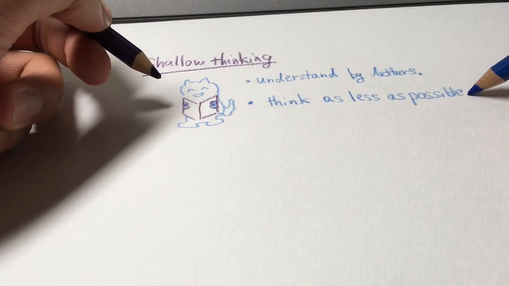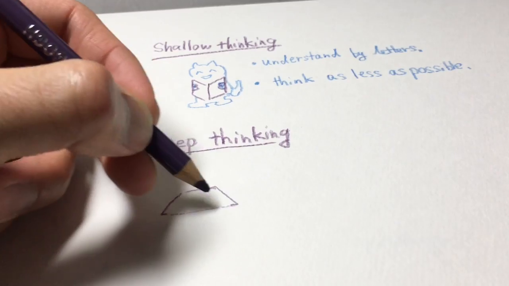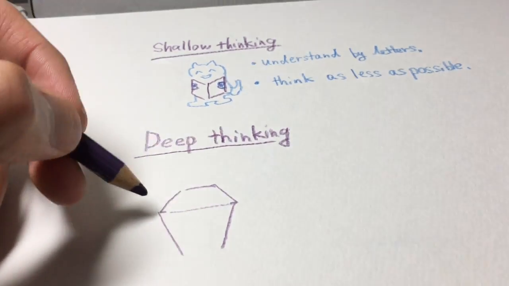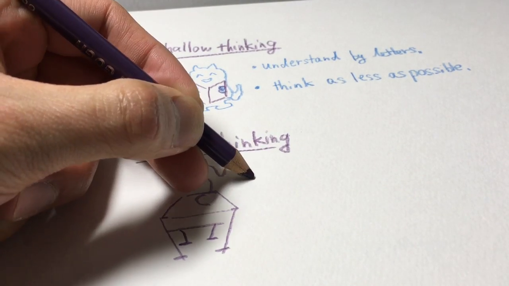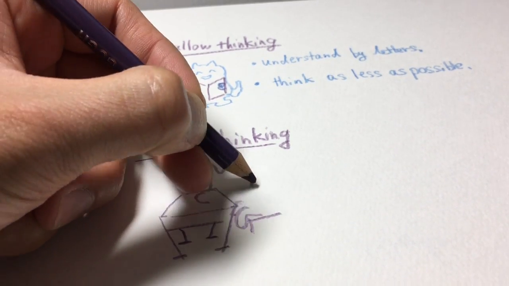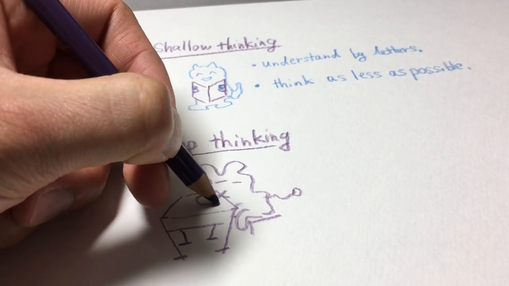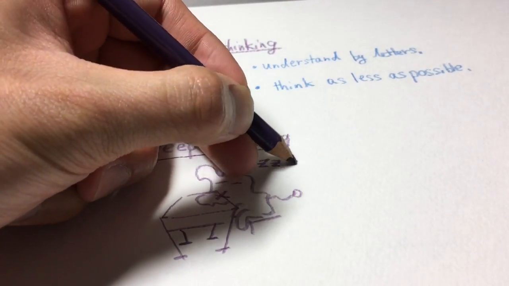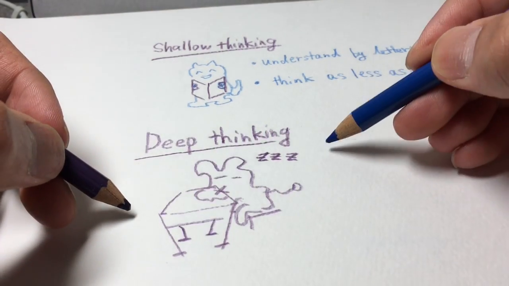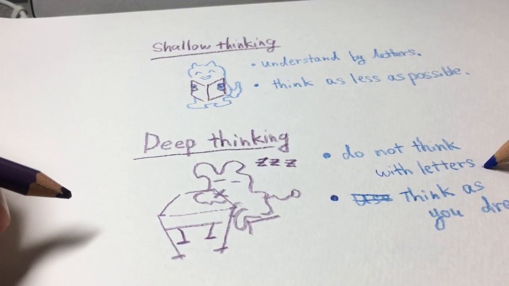But when you do deep thinking, you don't think with letters. As an example, I draw a rabbit sleeping and dreaming. Deep thinking is to think with pictures, like you are thinking in your dream.